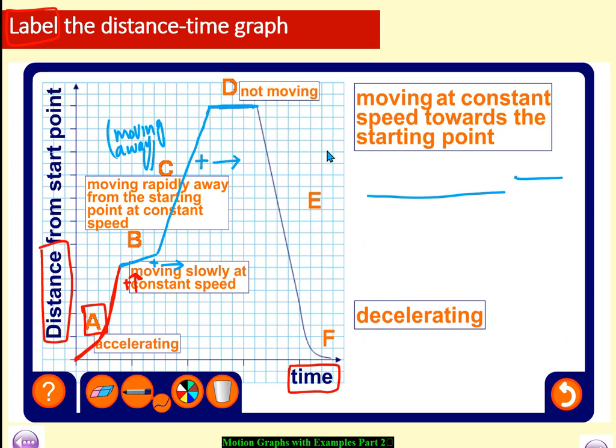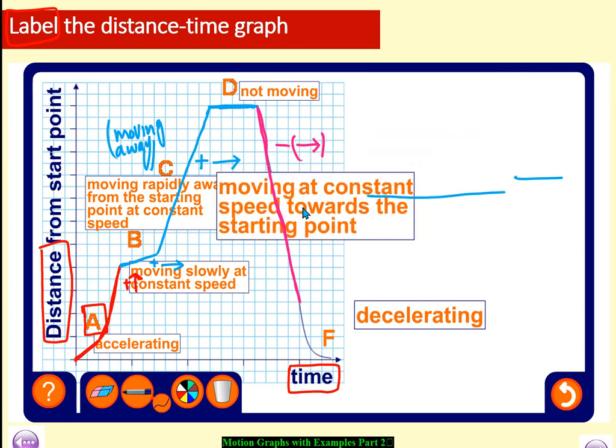Now next one, again we need to understand the gradient of this line. If we look at this, the gradient of this line is constant until this point, and the gradient is negative. The gradient is negative and the gradient is constant. It means the velocity is negative and it is constant. It means the body is moving backwards now. It's coming back at constant speed and is moving towards the starting point. So this is how we can answer this part.